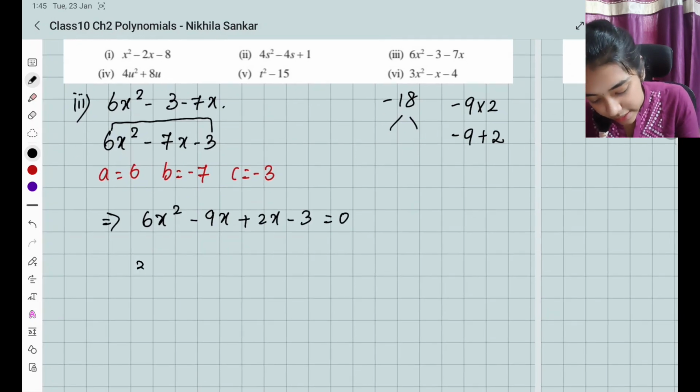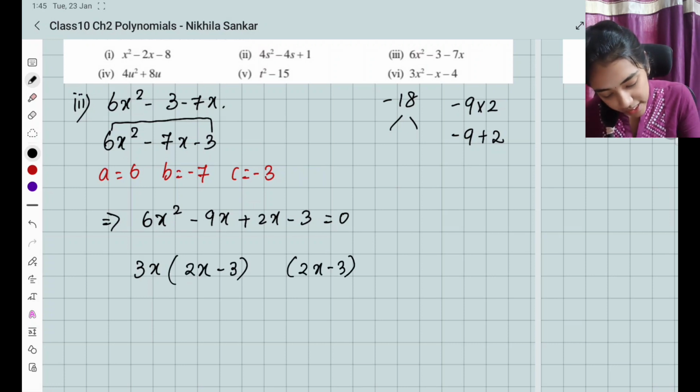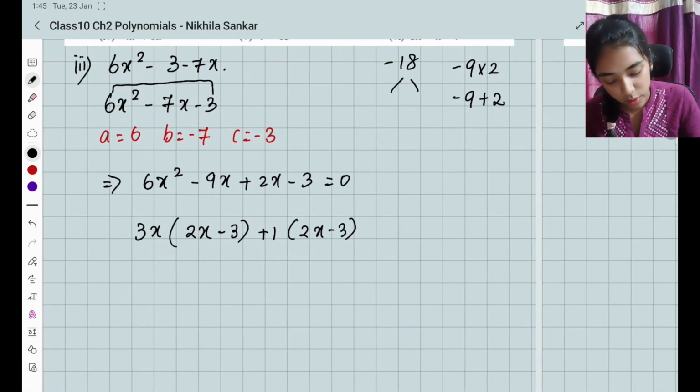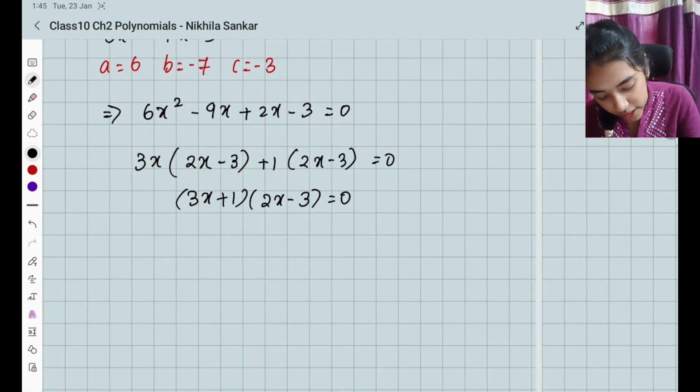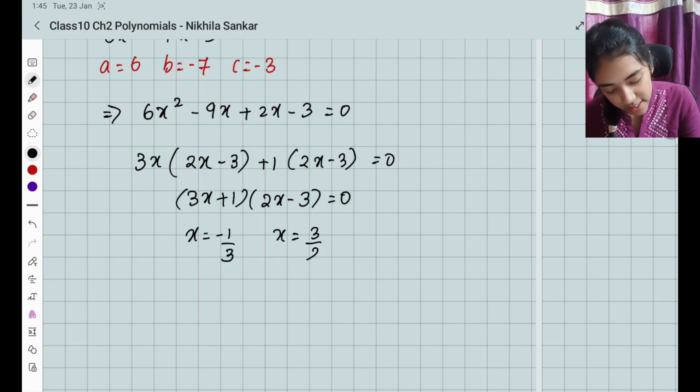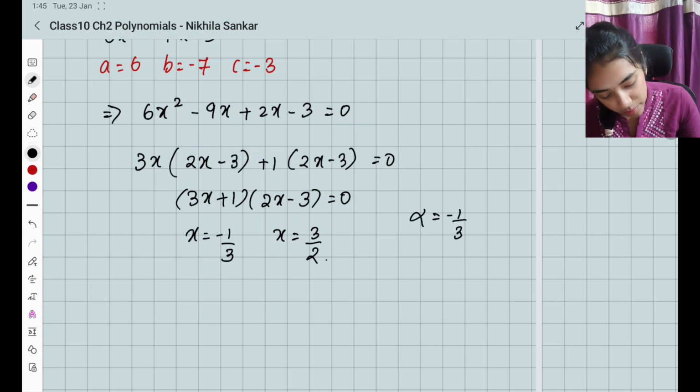So I can take 3 common எடுக்கலாம், x common எடுக்கலாம். What will I be left with? I'll have 2x minus 3. இங்கேயும் 2x minus 3. So I can add a plus 1, okay, to get what is needed. So from this we have 3x plus 1 times 2x minus 3 equals 0. When I equate this individually, we'll have x equals minus 1 divided by 3. Idhilende we have x equals 3 divided by 2. Punjada? So you have alpha equals minus 1 by 3 and beta equals 3 divided by 2.